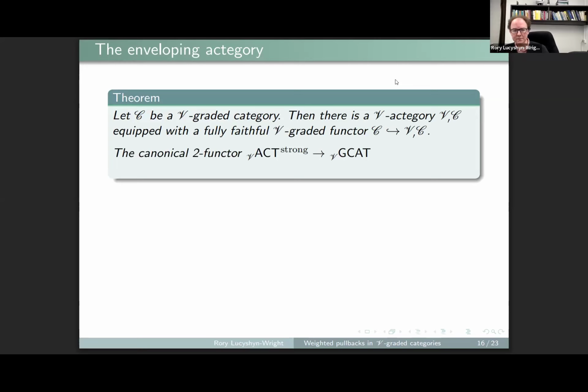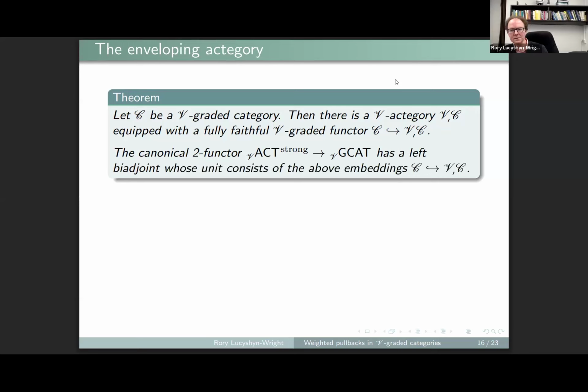And actually, this has a universal property because the canonical two-functor from the two-category of V-actegories with strong morphisms of V-actegories, so preserving the action up to isomorphism, specified coherent isomorphism, the canonical two-functor from there into V-graded categories has a left biadjoint provided by this construction, whose unit consists of the above embeddings of V-graded categories into V-actegories, or into the underlying V-graded category of a V-actegory, V comma C.